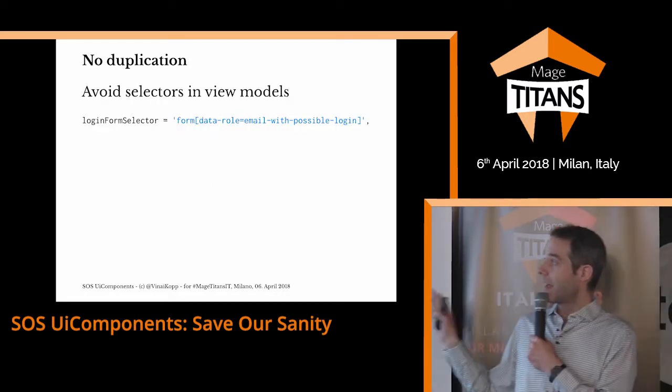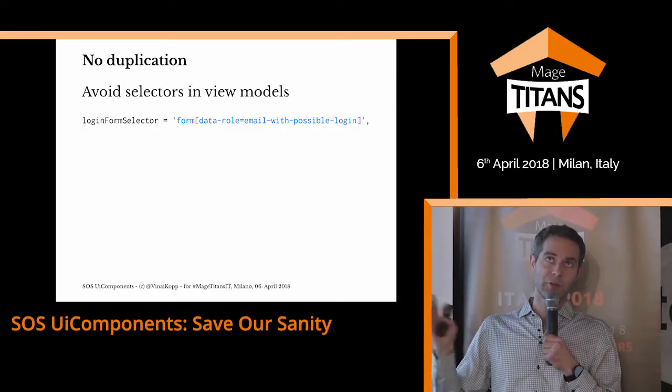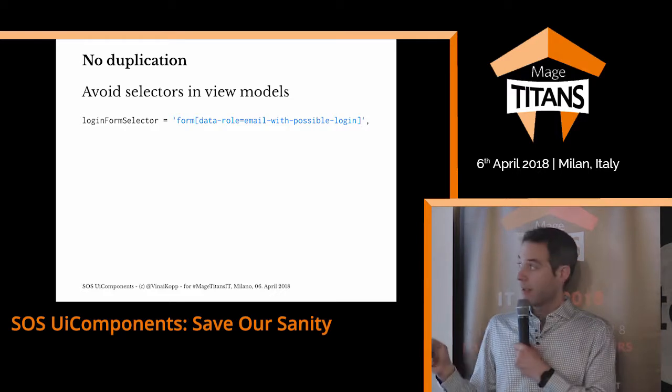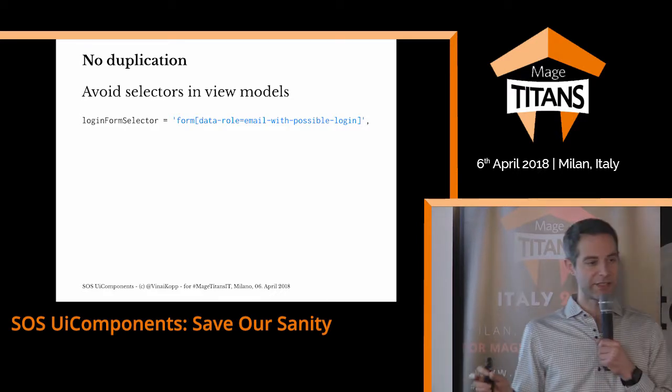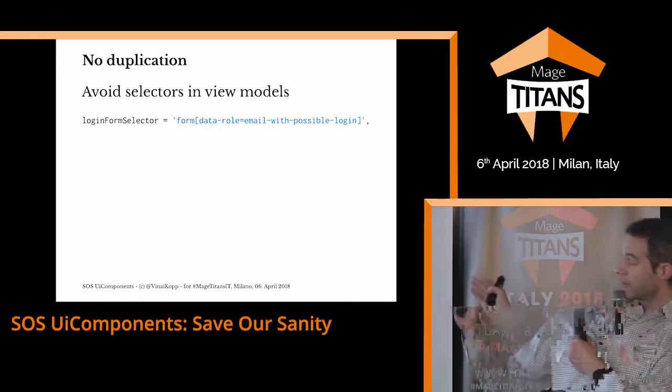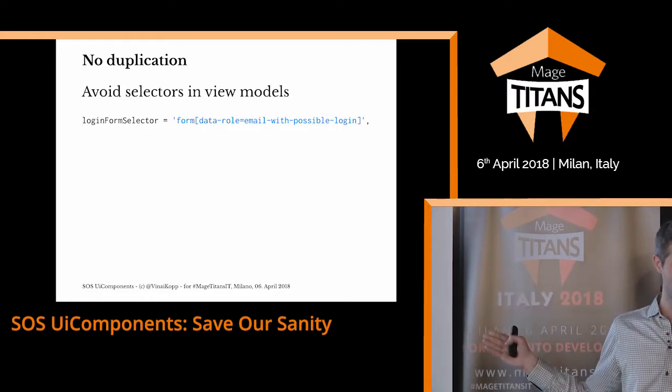Otherwise, in terms of UI components, this is a very common form of duplication: selectors. Any kind of selector is a piece of knowledge. That knowledge is in the DOM, and if we use the same selector in the models, that's duplicate knowledge.